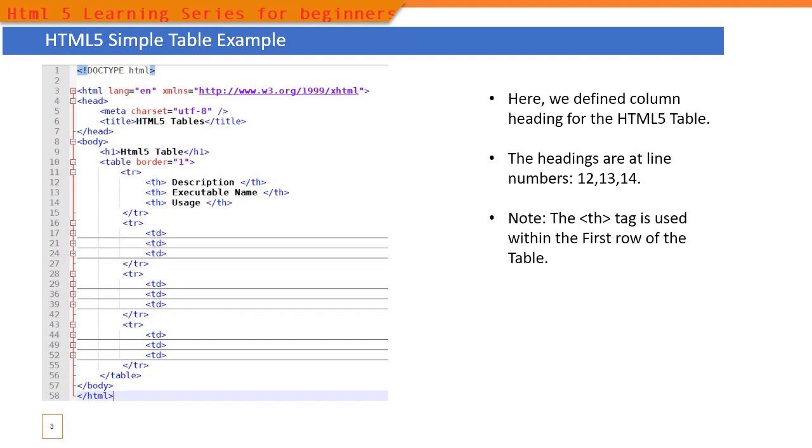So first we defined a table at line number 10 with a border equal to 1. After that we created a row, and inside the row, instead of using the td tag, we used a th. So this th signifies that the data, description, execution name and usage, these are all rendered as a column heading in the table. After that we defined our regular rows. There are 3 rows and 3 data, which we have taken from our previous video example.